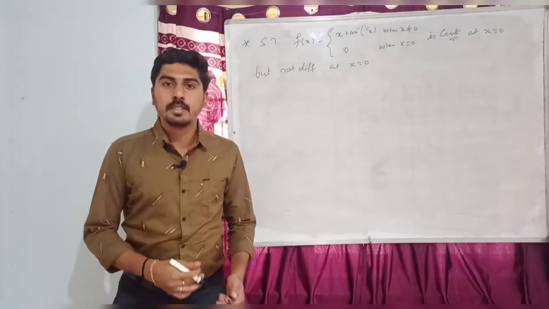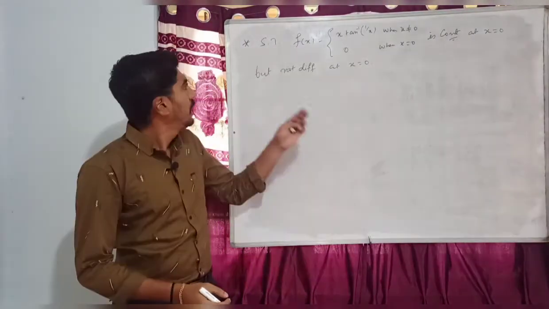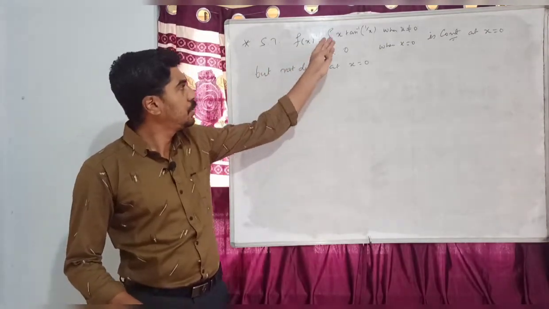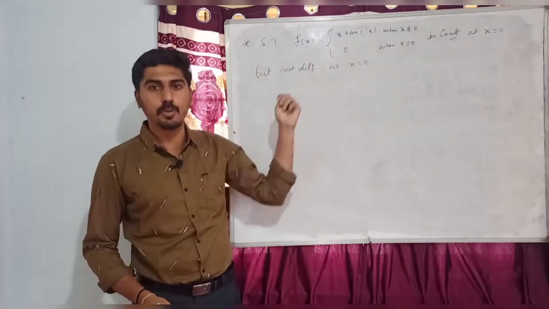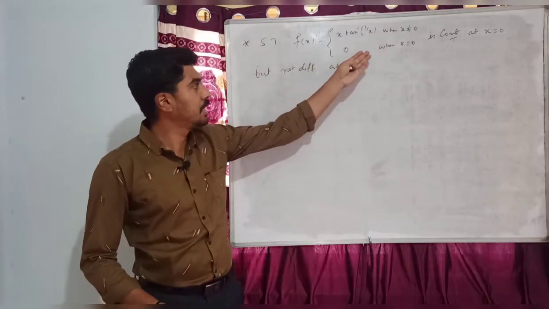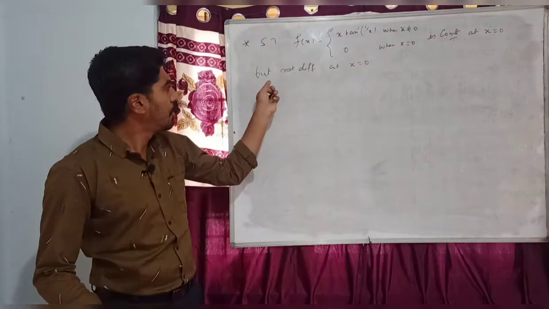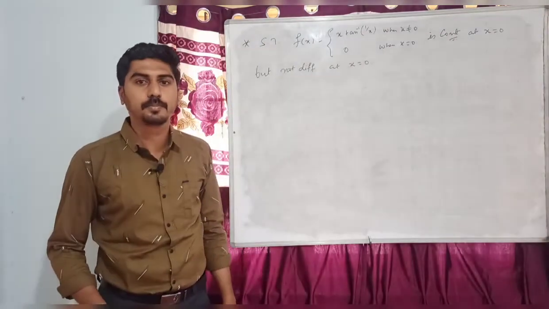Okay. Consider one more problem. Show that the function f of x defined by x into tan inverse of 1 by x when x is not equal to 0, and equal to 0 when x is equal to 0, is continuous at x equal to 0 but not differentiable at x equal to 0.